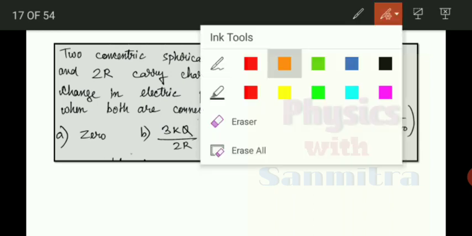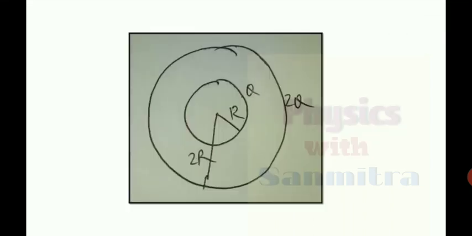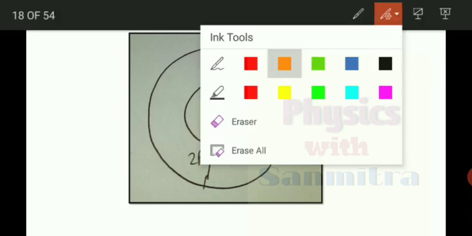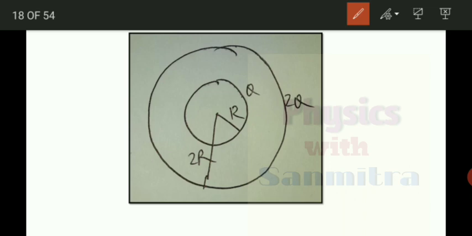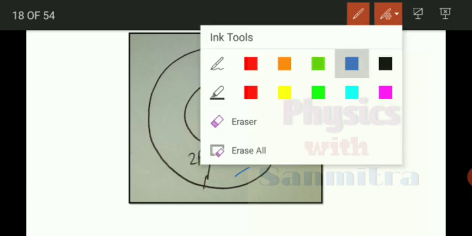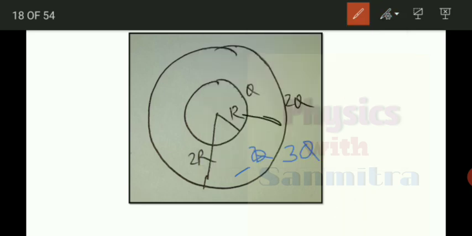Let's see what the scenario is. There are two conducting spheres, with q on one and 2q on the other. If I also consider the charge distribution, due to this q, minus q will be induced here, and due to charge conservation, this 2q will become 3q. So this is my configuration. Now I will connect these two.